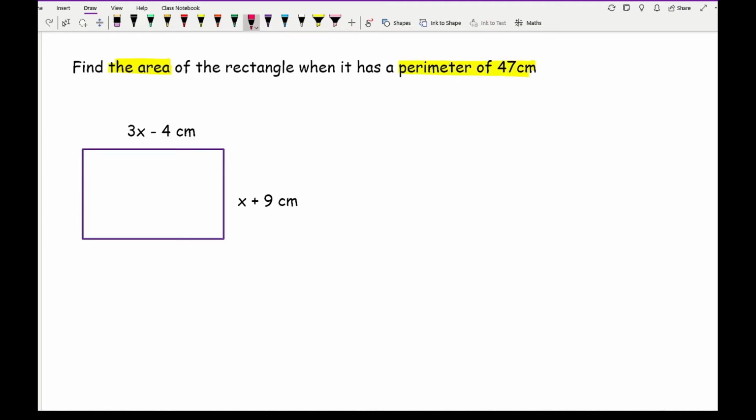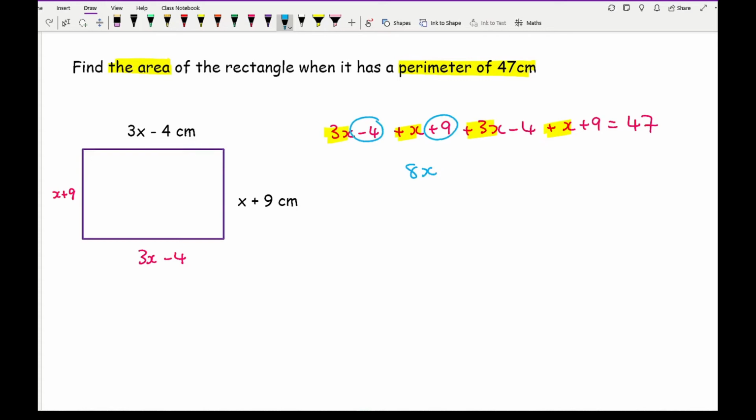So working out the dimensions, this is going to be 3x minus 4. That's going to be x plus 9. So adding all the lengths together, I get 3x minus 4 plus x plus 9 plus 3x minus 4 plus x plus 9, and that all adds up to 47. So then collecting all the like terms together, I've got 3x plus 3x plus x plus x gives me 8x, and then minus 4 plus 9 minus 4 plus 9 is 11, and that equals 47.